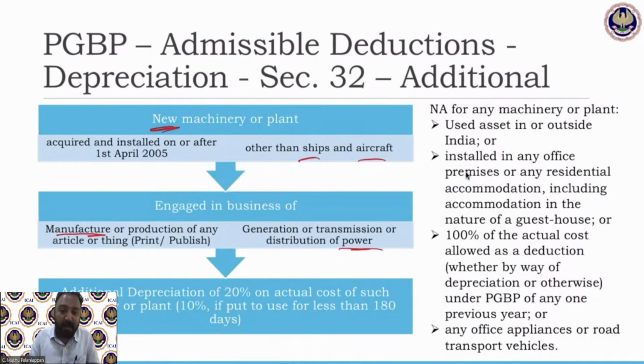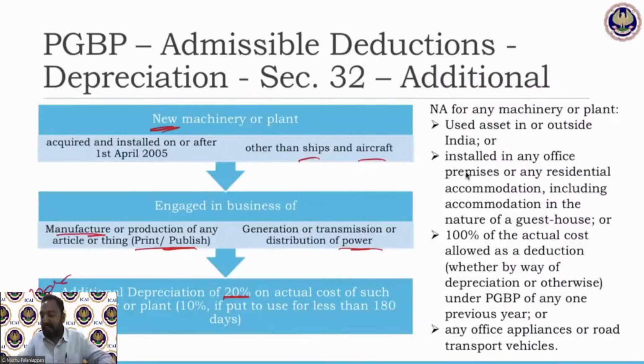When you say manufacturing, printing or publishing is also considered manufacturing. So manufacturing, printing or publishing, generation or distribution of power, all these are considered manufacturing businesses. And how much is allowed? 20%. So apart from whatever depreciation rate you are eligible for, you give an additional 20% in the first year alone.